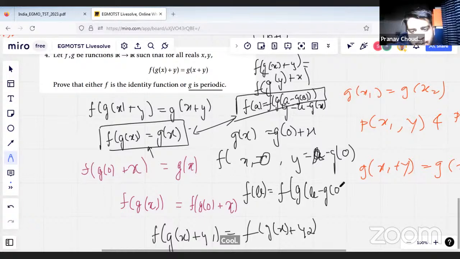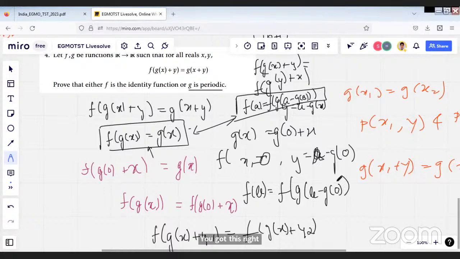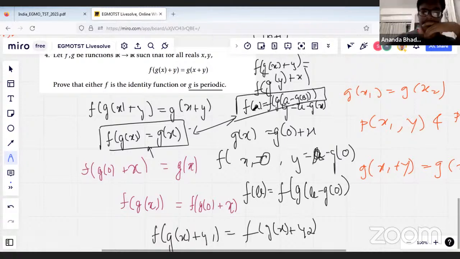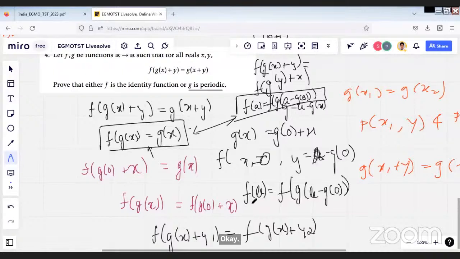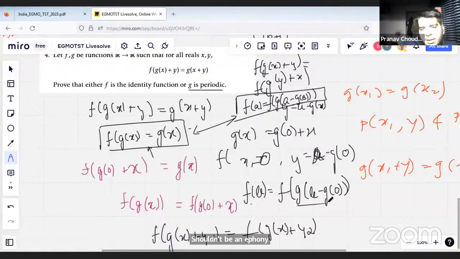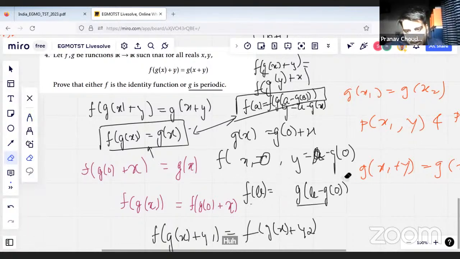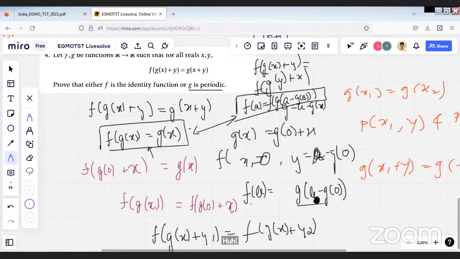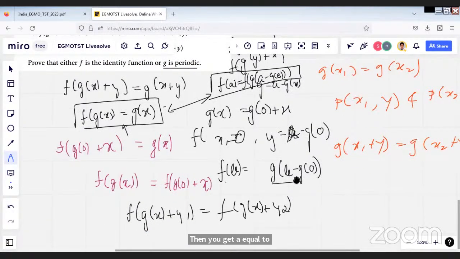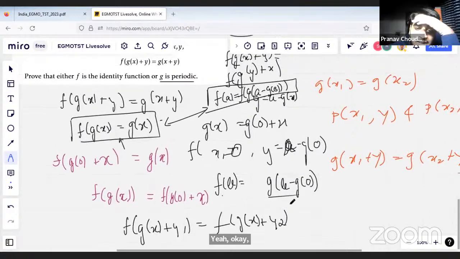You get this, right? Why are you putting an F? It's just G, no? Like F of B is equal to G of B minus G of 0. Should be an F on the right side, no? On the right side? Oh yeah, F of G of X. Okay, yeah, so you get this. And A equals B, right? Then you get A equal to B, so F is injective. Yeah, okay.